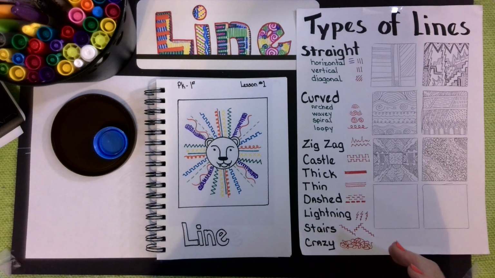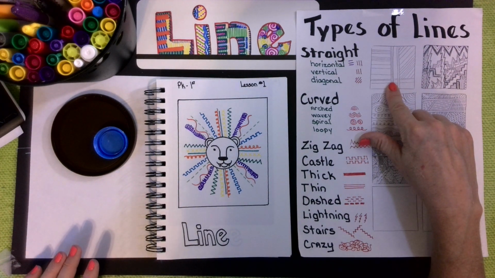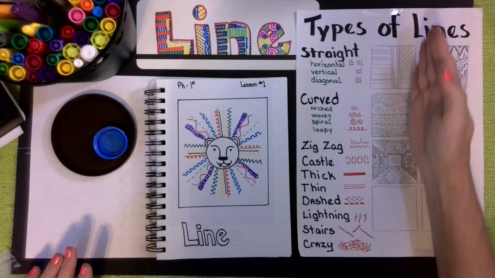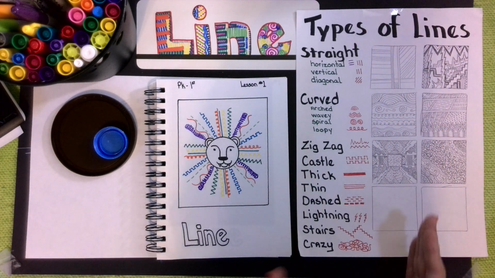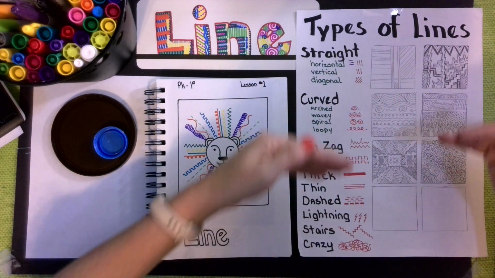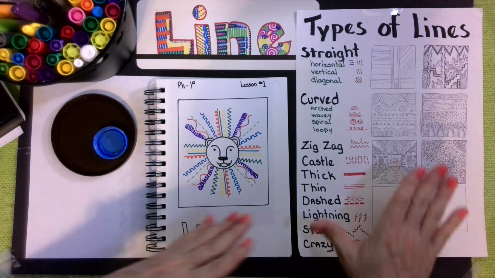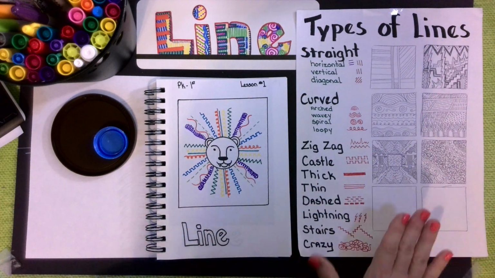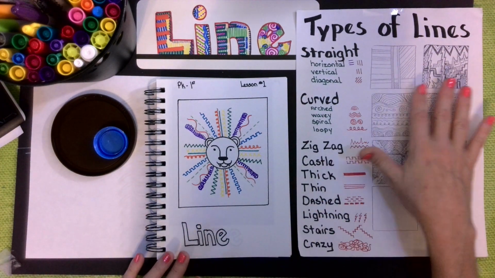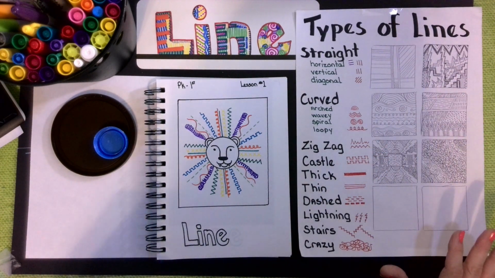The straight ones, such as your horizontal and vertical lines. Vertical is going up, that's going to show height. Horizontal is going across, that's going to show distance, like what's in the foreground, what's in the background. Diagonal, that's showing movement. And here are some different ways that you could just practice it.